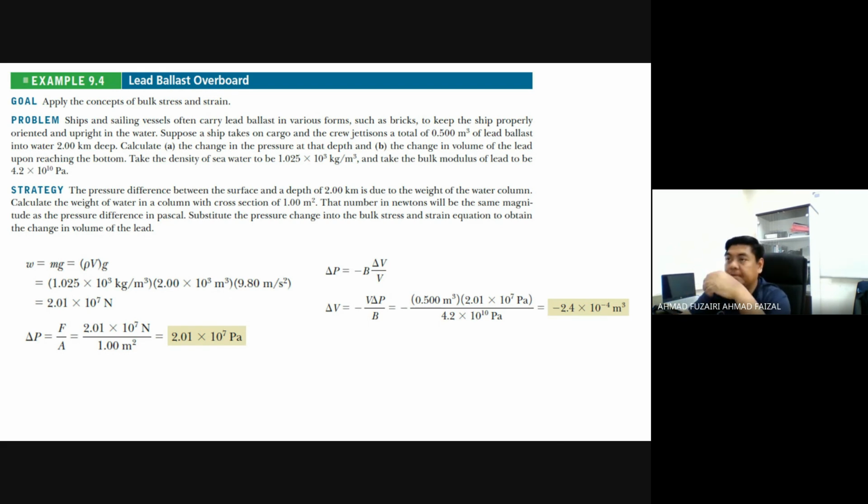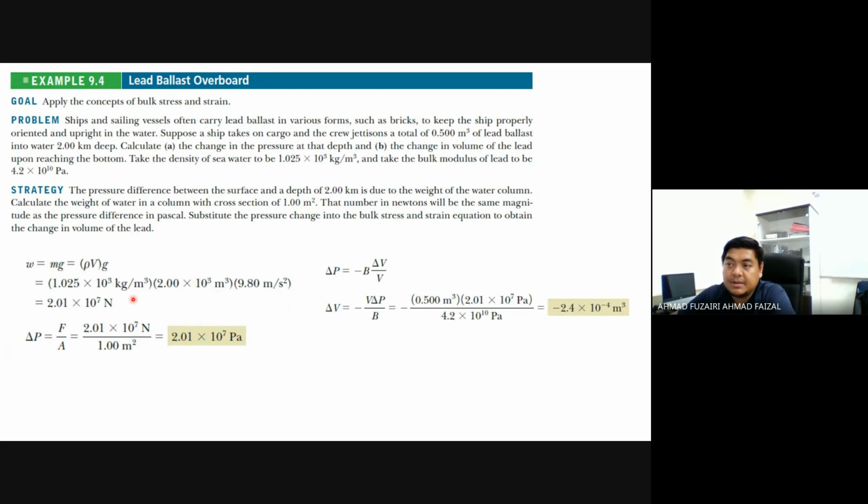So we know that pressure comes from the following. Now we have the weight of the ship, which is equivalent to the weight of the fluid displaced. That means we first get the mass using the density of the seawater, which you can refer to in the table, the density of the seawater, and then the volume of the seawater at 2 kilometers deep.